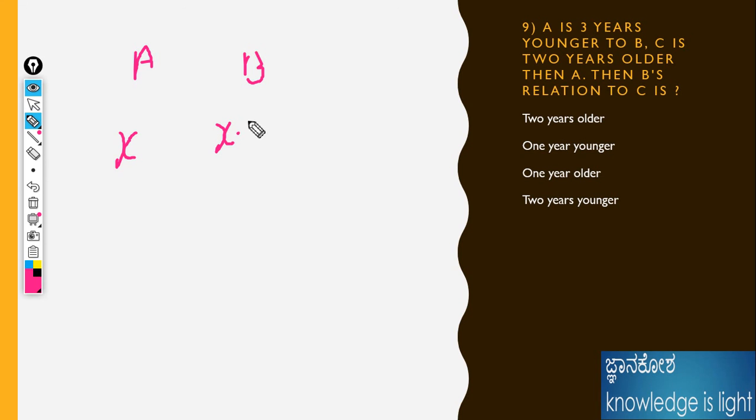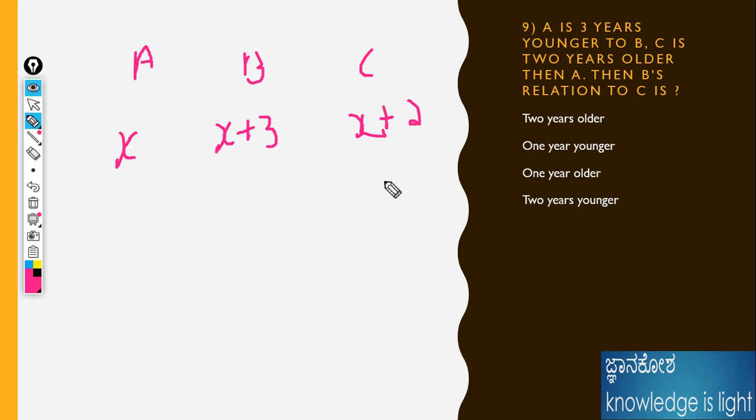E is older, B is older, that's why it is x plus 3, and C is 2 years older than A. Fine. With respect to C, x plus 2. Okay, fine. What is the relation? Then B's relation to C. What is the B relation to C? Already told B equal to C.